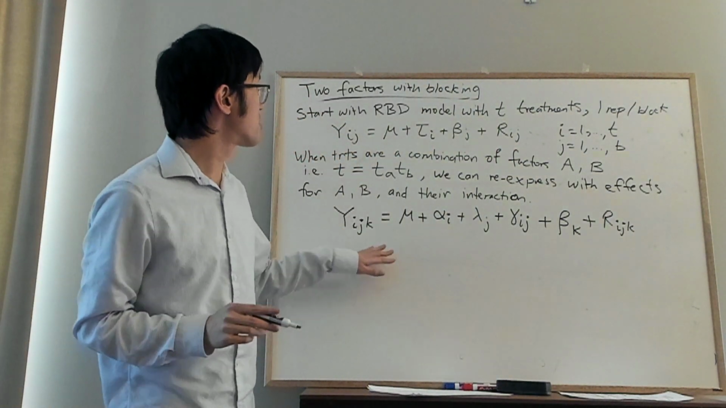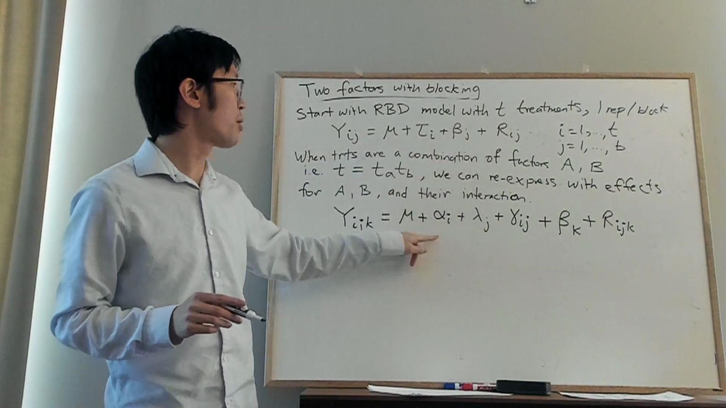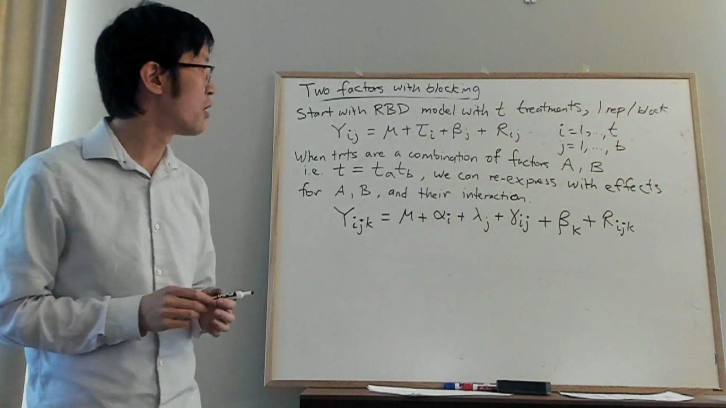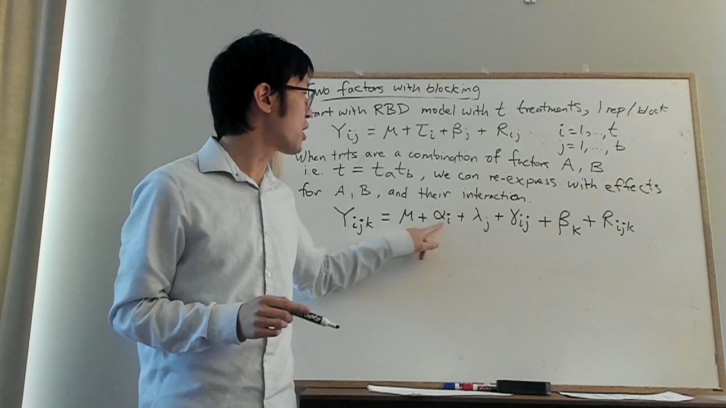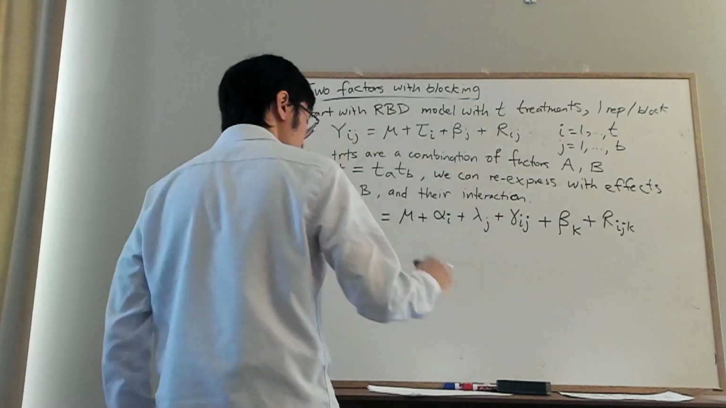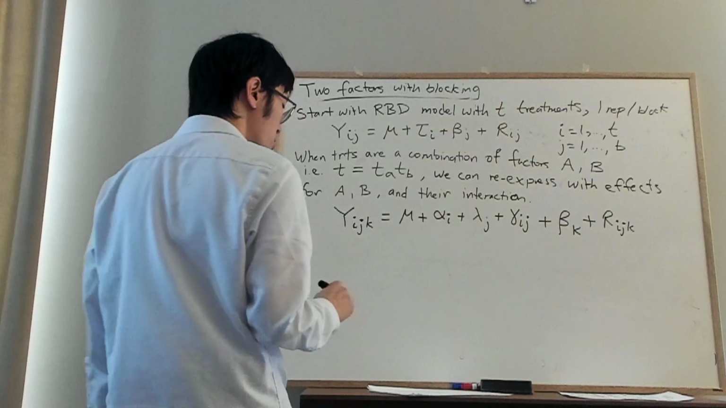Okay, so this is the same model as the RBD, but we've taken the tau parameters and decomposed them into these three sets of parameters governing the main effects of A and B and their interaction. Okay, so let's just make sure we spell out all the notation here.